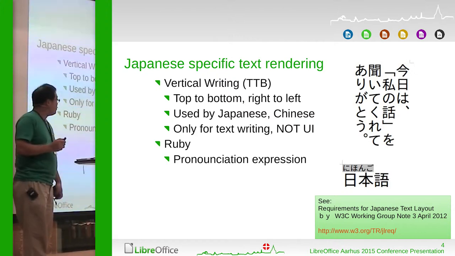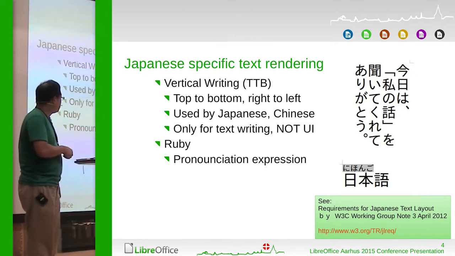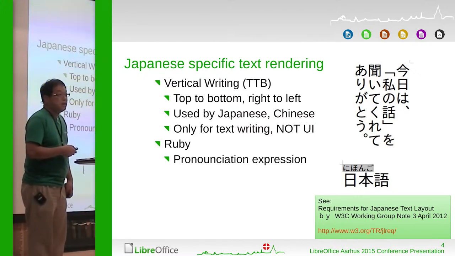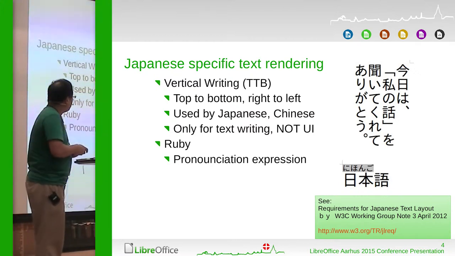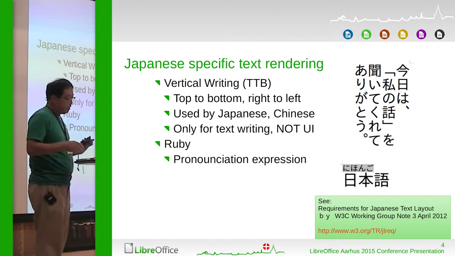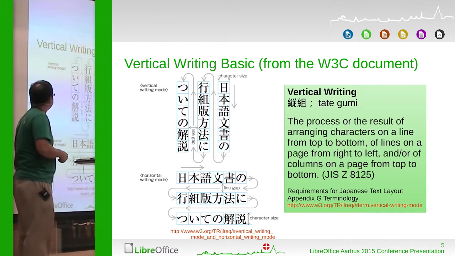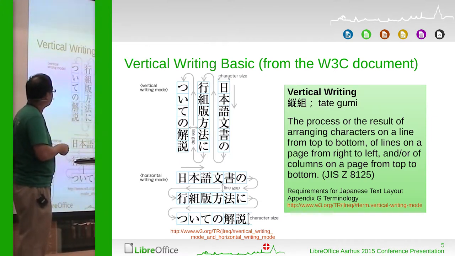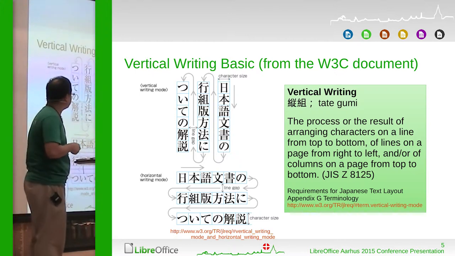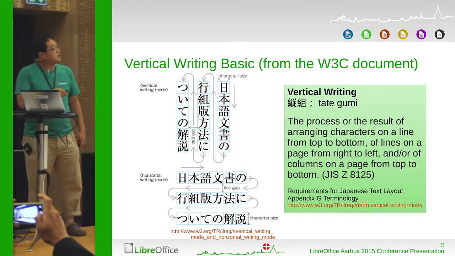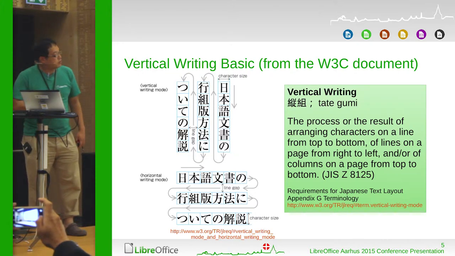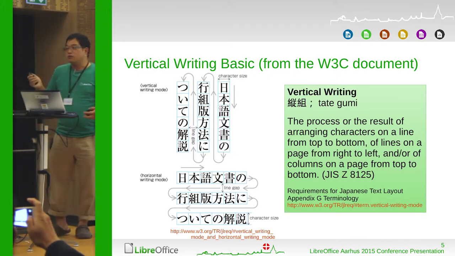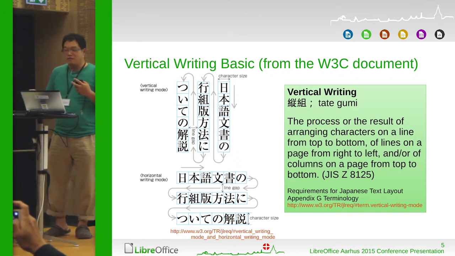Now we have a very good document about Japanese text layout, provided by W3C. If you want to know about text rendering in Japanese, please refer to that document. The writing basics here are just copied and pasted from this document, not my work. We start from here to here, and this is vertical writing, and this is horizontal writing. We Japanese sometimes use both, very frequently.